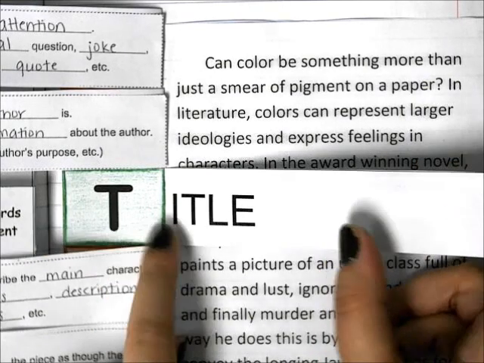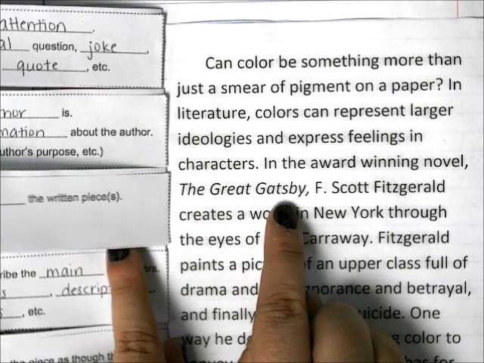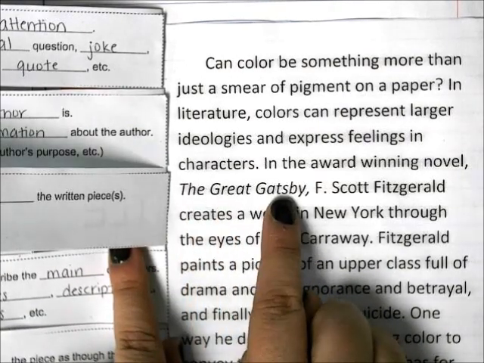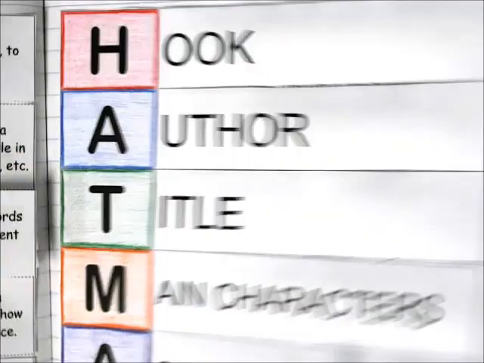Now, for example, the T for title is green. So when I color the title, The Great Gatsby, I'll be putting it in green. But if you colored it, let's say brown, then you'll be putting The Great Gatsby in the color brown. So you'll just have to follow along when we do that in class.